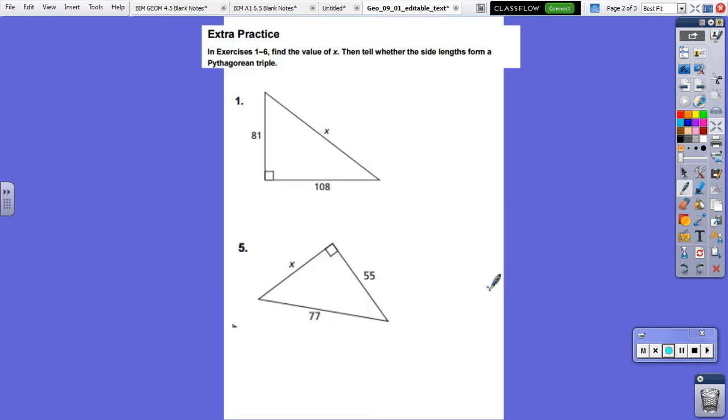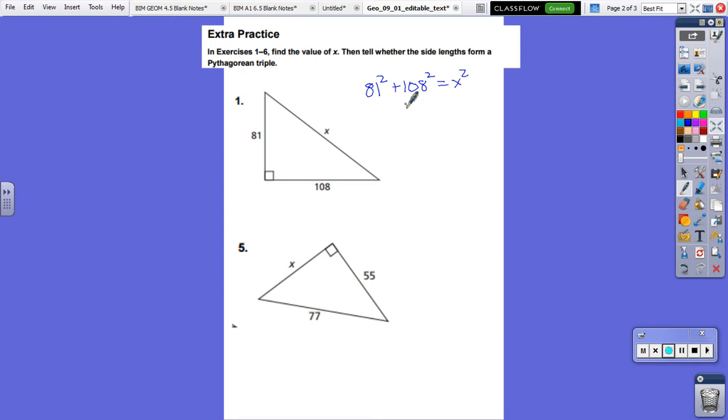Okay, so in your student journal, I want you to do number 1 and number 5. We're going to find the value of x, and then we're going to tell if they are a Pythagorean triple. So first we're going to do 81 squared plus 108 squared equals x squared. That is always the hypotenuse over here.